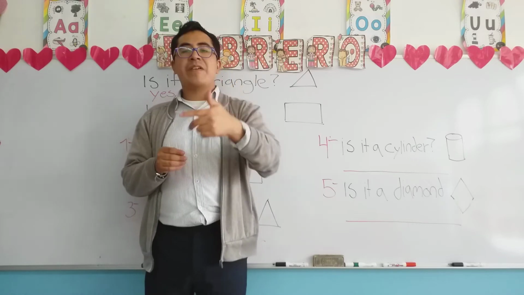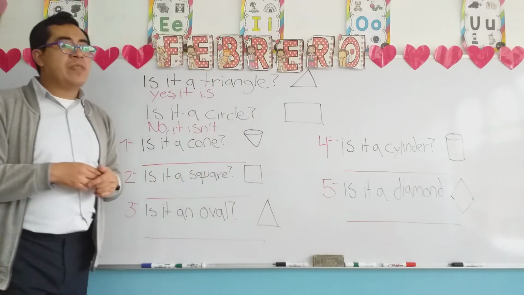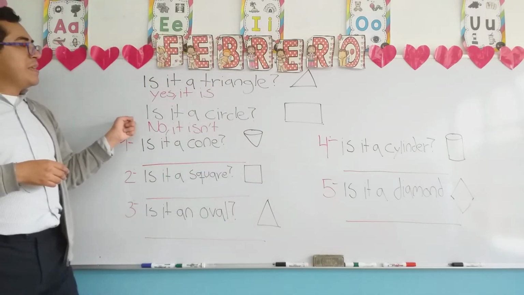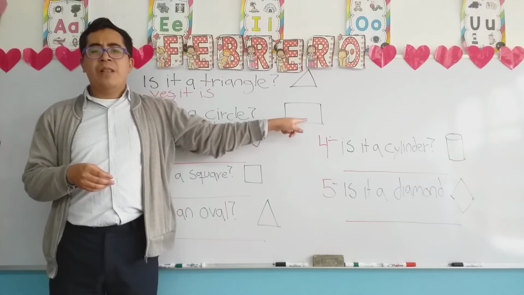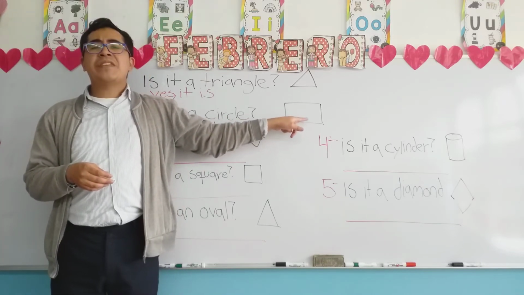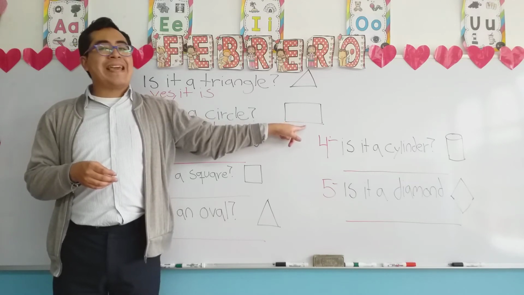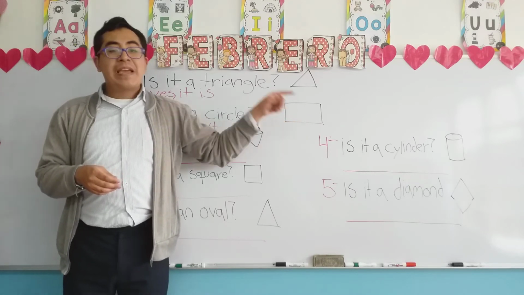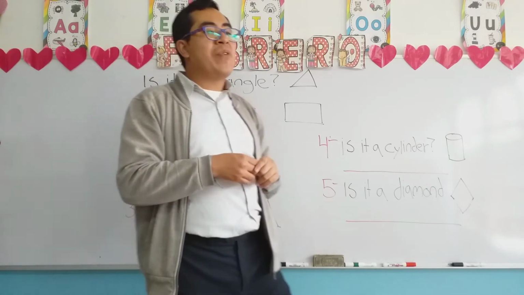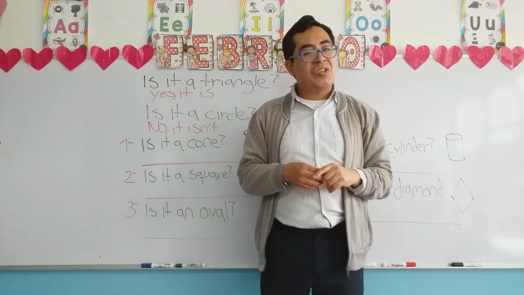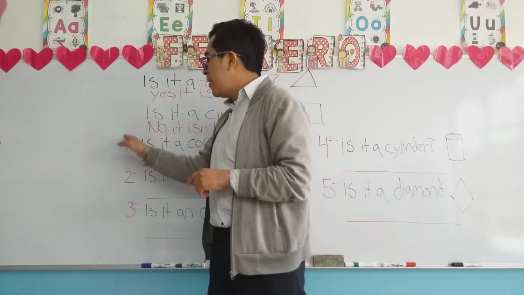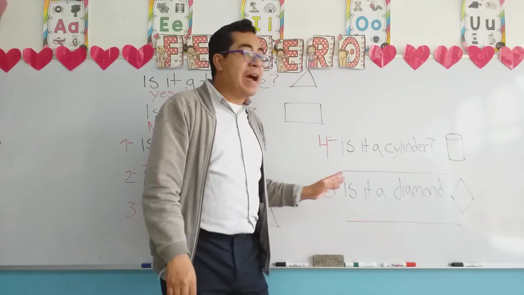Okay? Very good. So, example number 2. It says, is it a circle? Right here. Is it a circle? No, it isn't. Very good. Now, let's start with the exercises. Once again, they are from number 1 all the way to number 5.